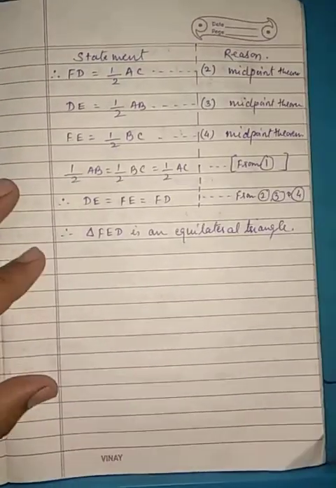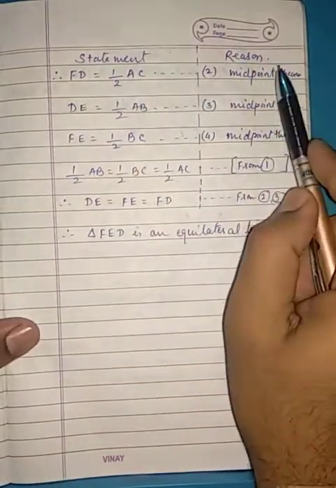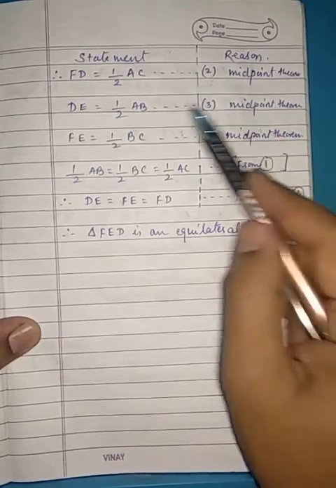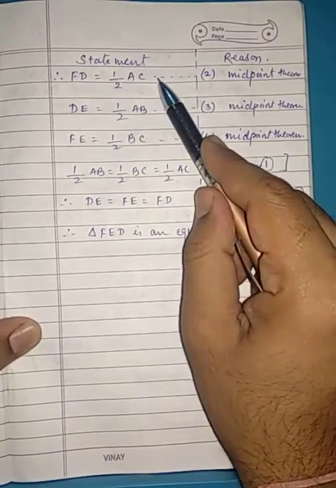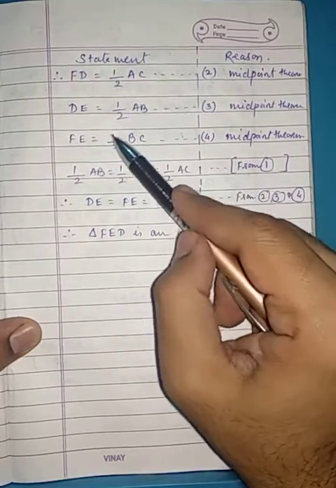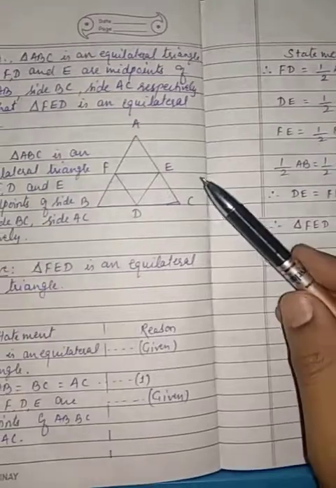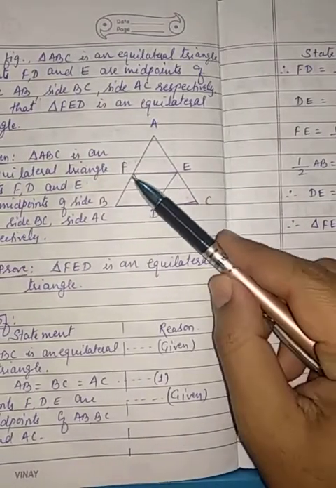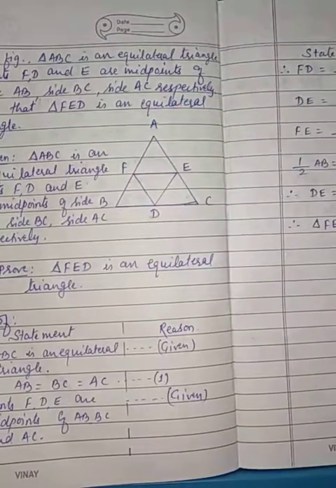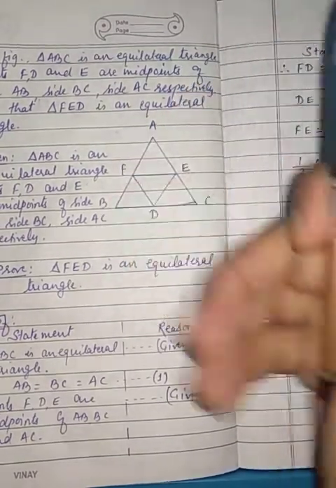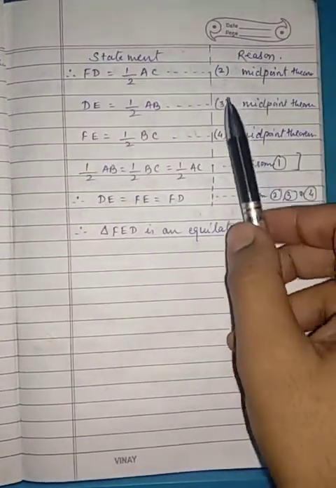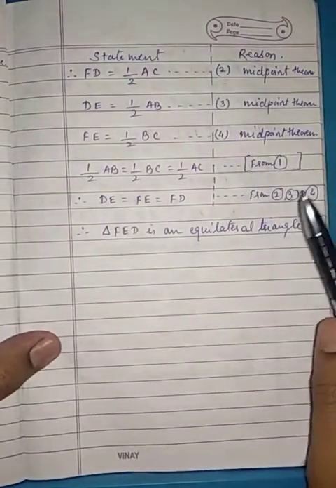Okay, now what is the next point? Using midpoint theorem, they all have the same reason. Midpoint theorem, you can write FD is half of AC, ED is half of AB and FE is half of BC, isn't it? See, F and D are midpoints, so FD is half of AC, that is the third side, right? Similarly, ED is half of AB, and FE is half of BC. This is what we have written in statements number 2, 3 and 4.